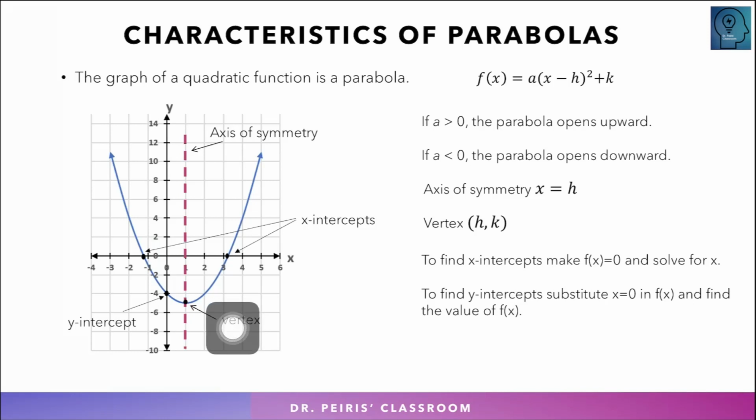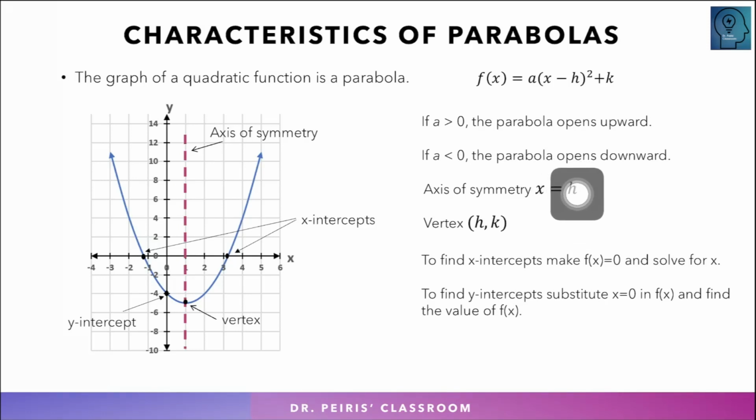And the vertex is given using h comma k. So if the equation is a times (x minus h) squared plus k, the vertex is always h comma k. If the vertex is h comma k, the x coordinate of the vertex is h. So if the x coordinate is h, the axis of symmetry is also equal to h. So the axis of symmetry is x equals h.